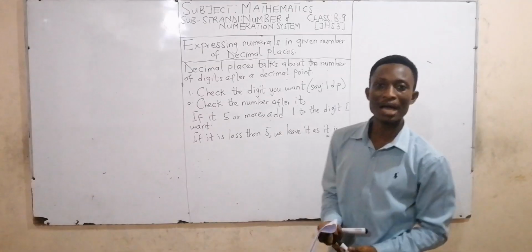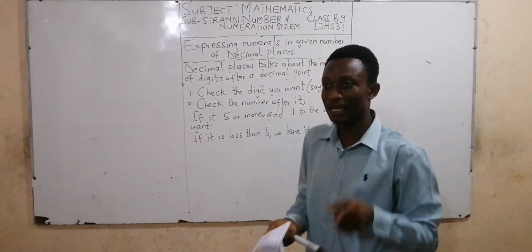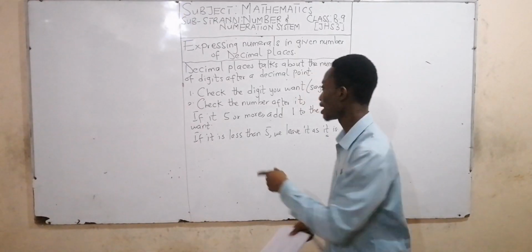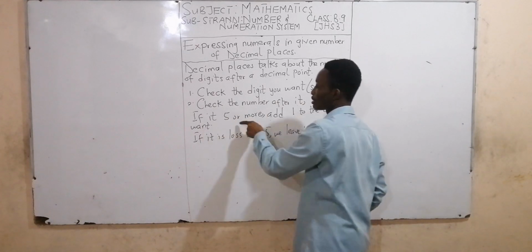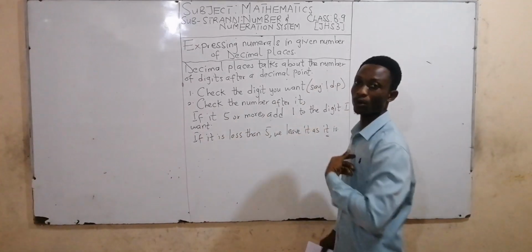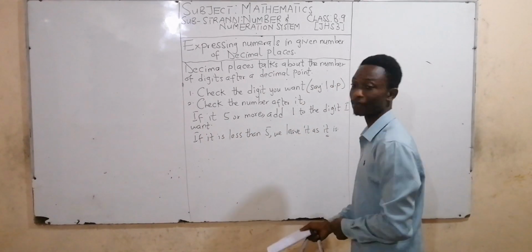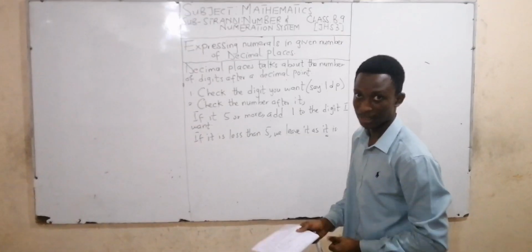So if the number after what we are looking for, not the number that we are looking for, but what comes after, so check the number after it. If the number after it is 5 or more, then we add 1 to what we are looking for. But if it is less than 5, then we leave it as it is.